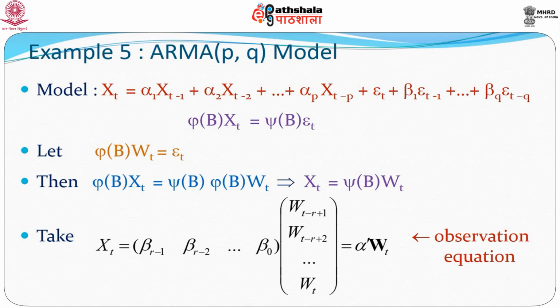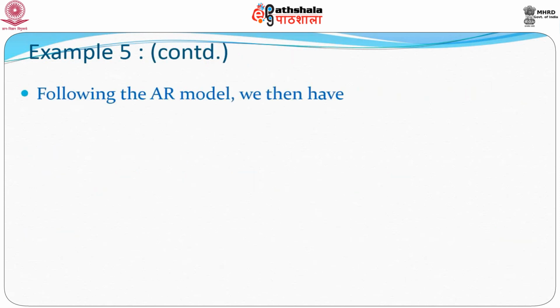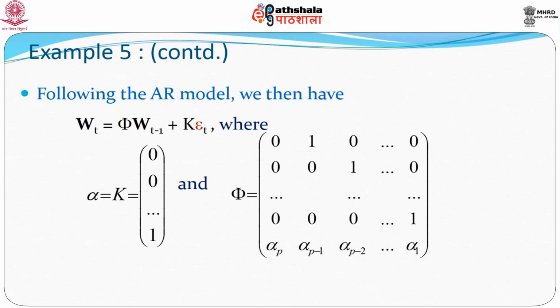Now, if we look at the AR model, we then have from it wt is phi wt minus 1 plus k epsilon t, whereas before wt is xt minus p plus 1 etc. up to xt, alpha and k are 0 0 0 1 vectors, and phi is with the AR parameters as the last row. This is what we have done for the AR model, and hence we can use the same results for Wt, and we know that Wt in that case would be phi Wt minus 1 plus k epsilon t, which is the state equation. So, we can write the ARMA also in terms of the state space model.